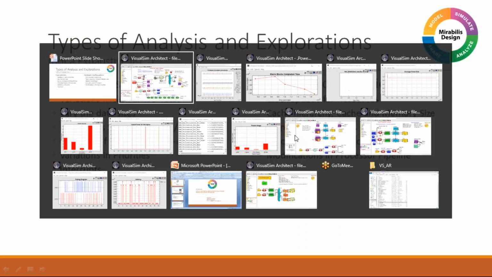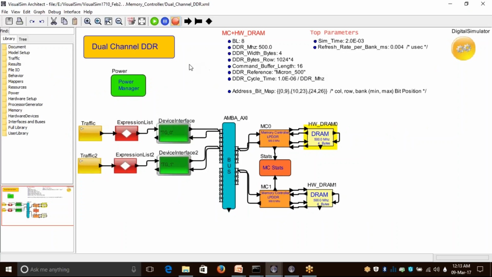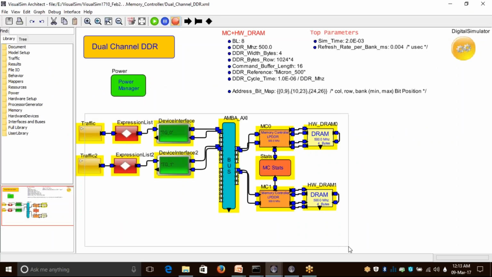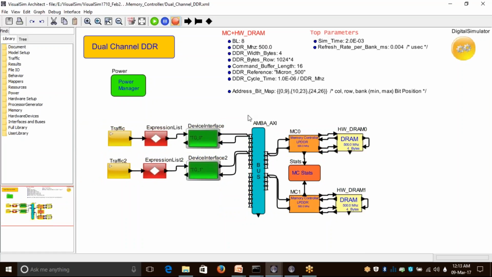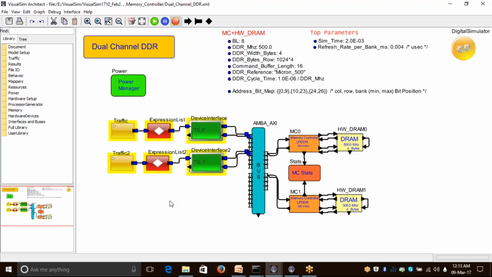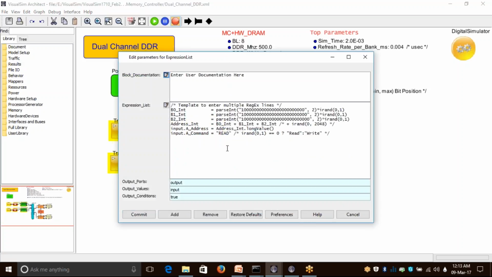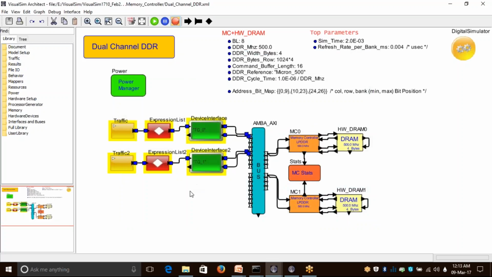So I would like to go over a particular model at this point. The model that you're looking at is a dual channel DDR memory platform. In this case, we have a very detailed cycle-level memory subsystem with an ARM AXI bus, while on the left-hand side, my masters or the processors are completely abstracted out. And here we are just considering requests coming at a particular rate, and these can be sequential reads, or random read or write operations.